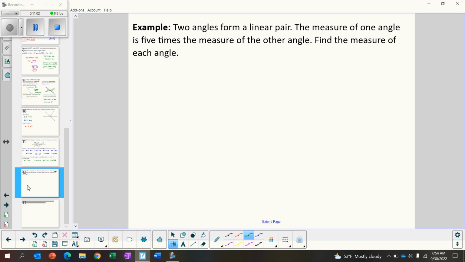All right, 2 angles form a linear pair. The measure of one angle is 5 times the measure of the other angle. Find the measure of each angle. So if I know my first angle is something, it's x. My second angle is going to be 5 times that measure. So 5 times means multiplication. We can call it 5x. So now, if they're a linear pair, we know that means they're supplementary. So I'm going to take x plus 5x equal to 180.